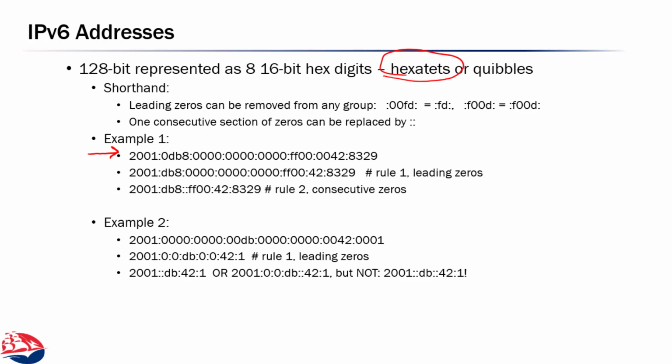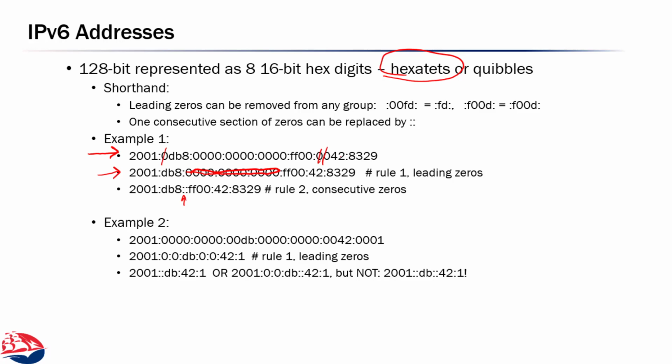But there's a shorthand that we can use to shorten this up. The first thing we can do is remove any leading zeros. So, for instance, I can rewrite this address by getting rid of that leading zero and those leading zeros to get that. And we still have another rule to make this even better. I can delete one consecutive section of zeros and replace it with a double colon. So I could take this whole string of zeros here and turn them into just a double colon. And so that makes things a lot better.